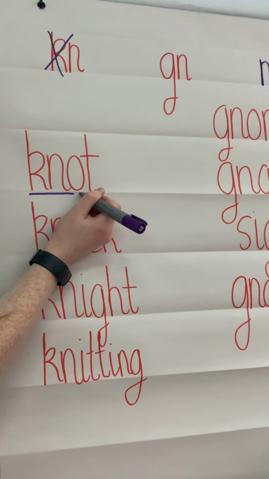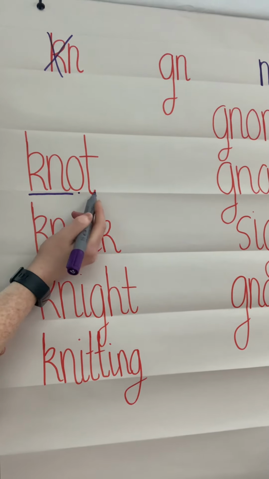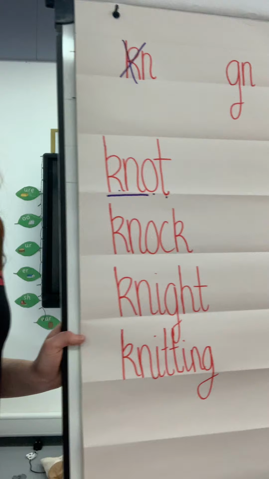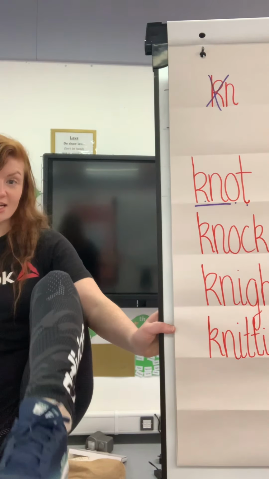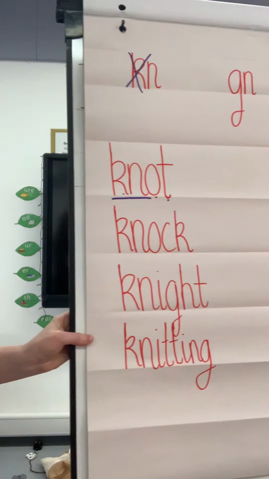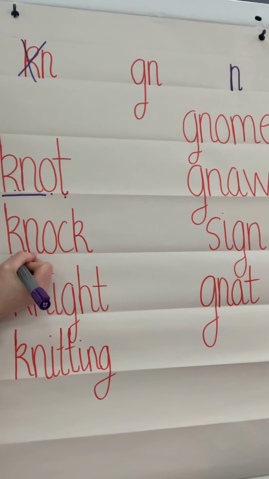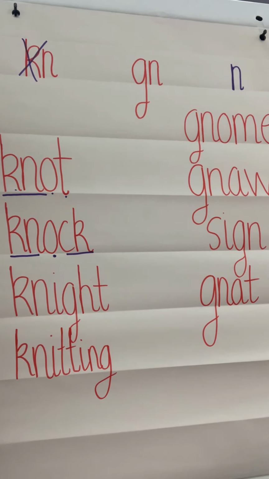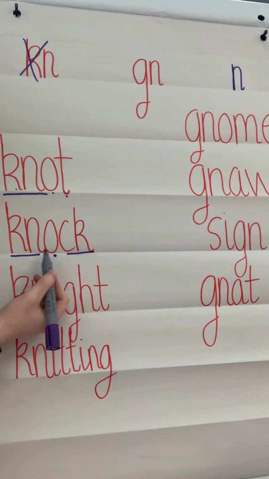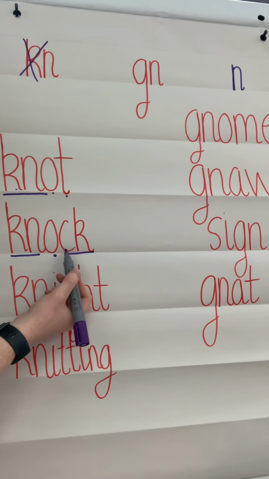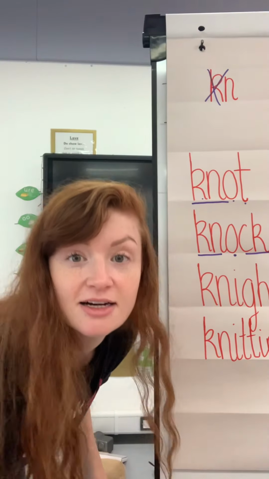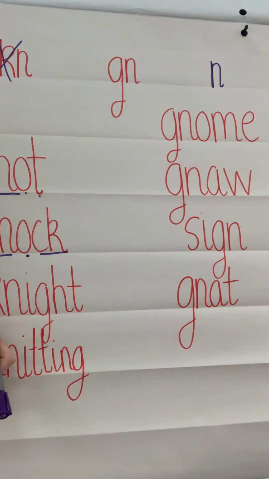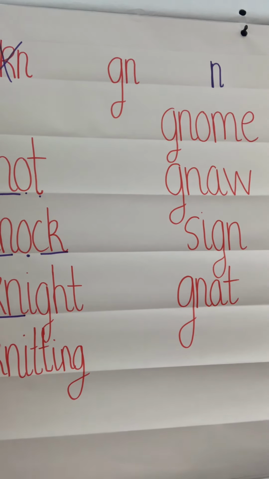So, ot, ot, not. Like there was a knot in my trainer laces. Not. Next one, again, that K and N. Remember the K is silent, so it's o, and then special friend k, ok, knock, as in knock, knock, who's there? Knock.